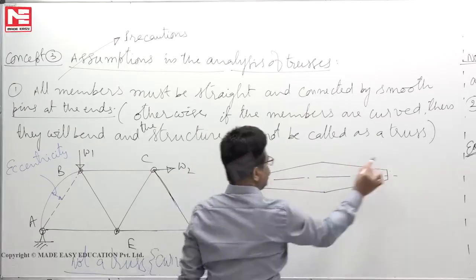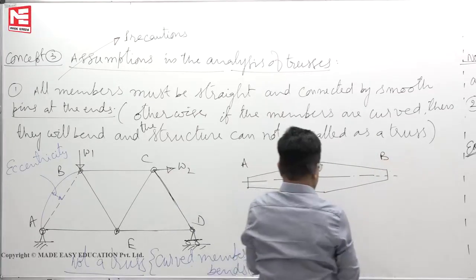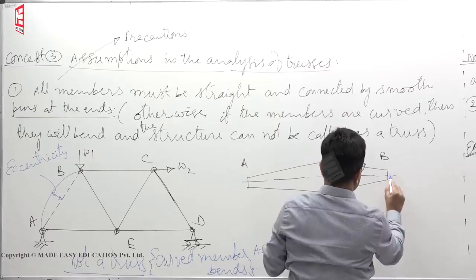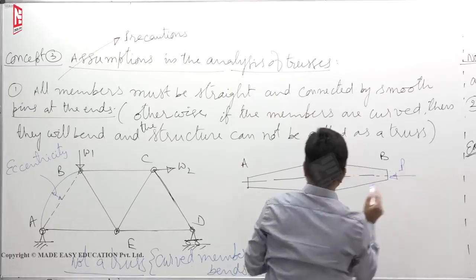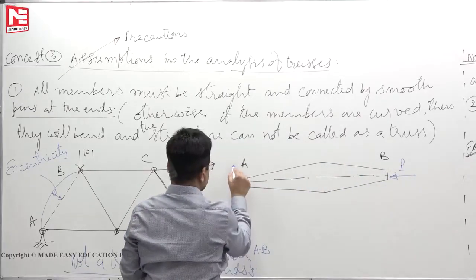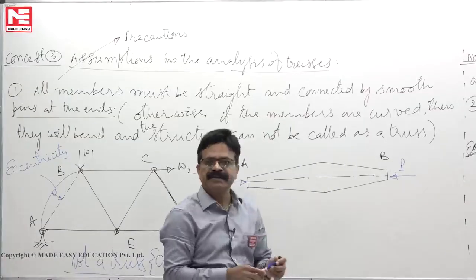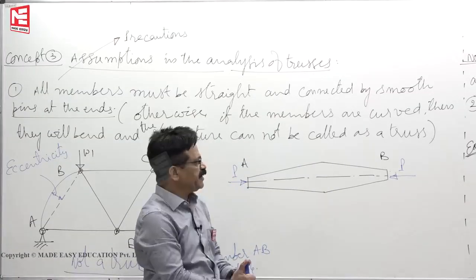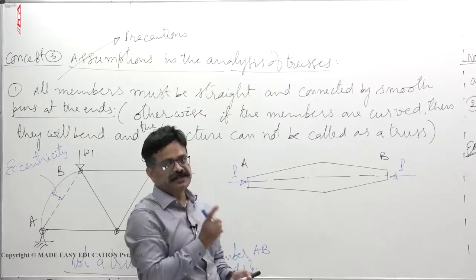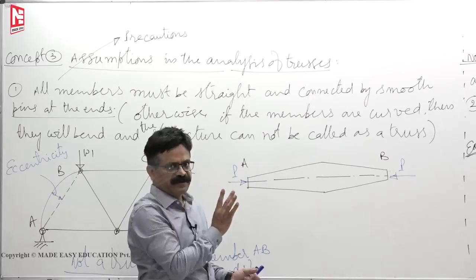This is a member AB, let us say, and you are applying compressive force P here, some force whatever you are applying. There is no bending moment in this member. You see, the member AB is straight but not a prismatic one, still acceptable.